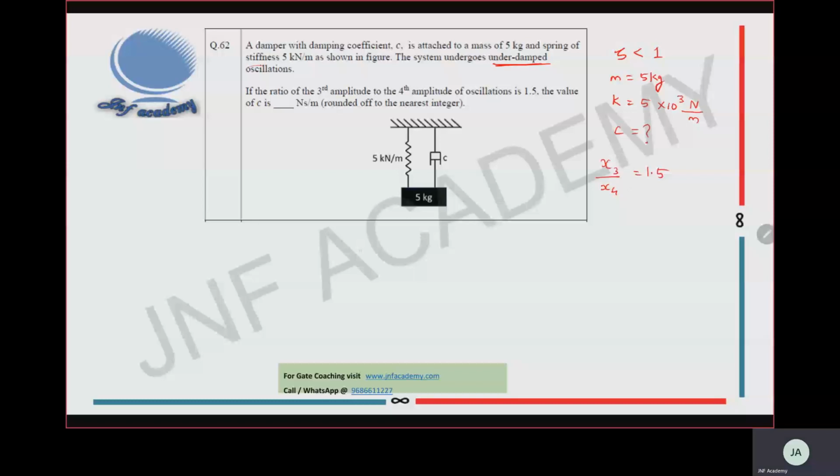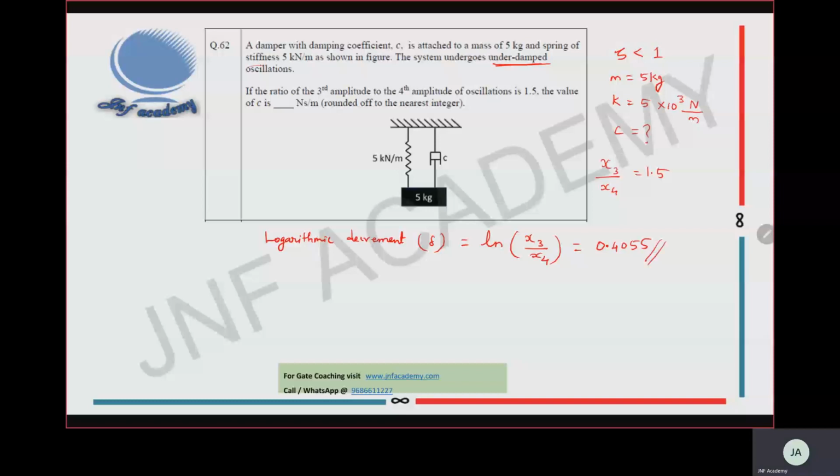So through the successive amplitude ratio, we can find out the logarithmic decrement. Okay, we know the formula for finding the logarithmic decrement. Delta is equal to ln of x3 by x4. Here, this is successive amplitude. That's why we didn't use 1 by n outside. Okay. So ln 1.5 is 0.4055. Okay, this is your delta value.